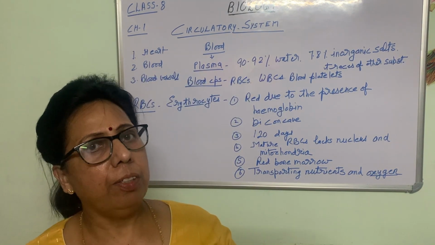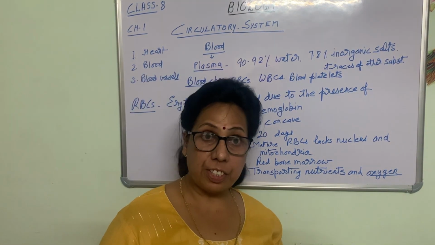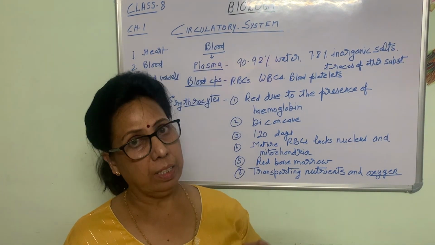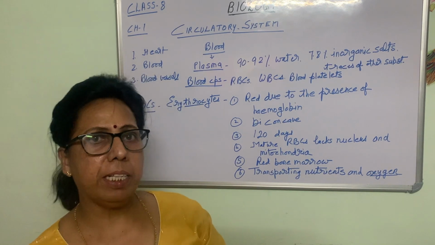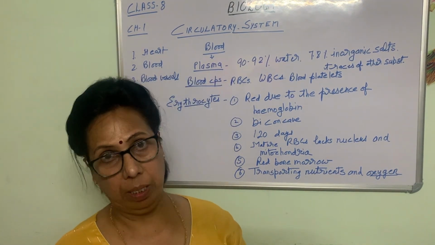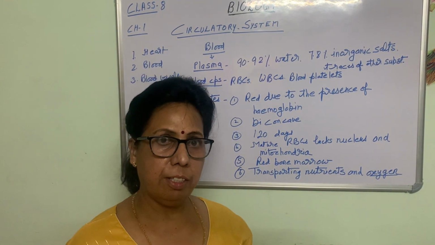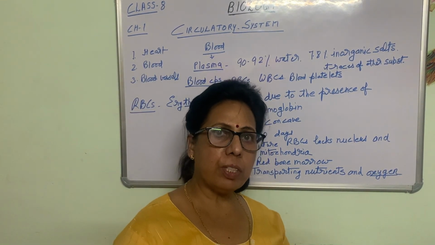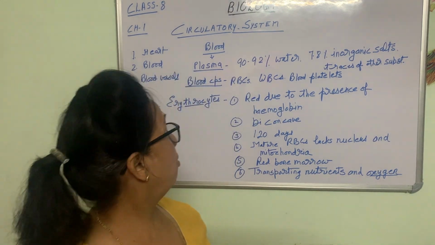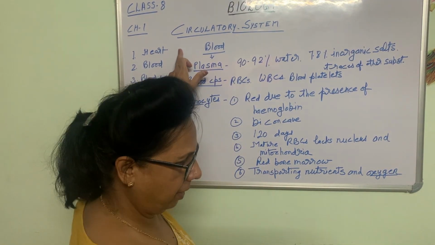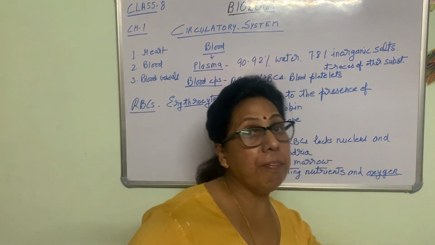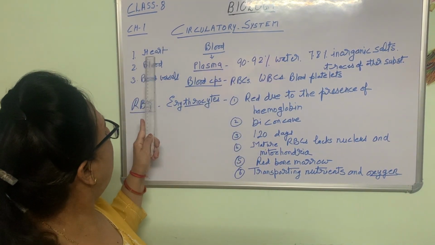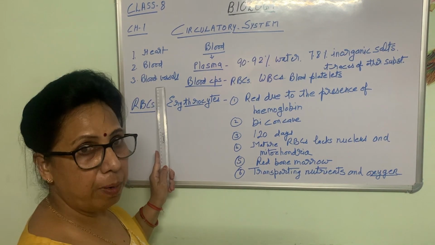In our body, the circulation of various digestive nutrients, excretory products, oxygen, carbon dioxide takes place from one part of the body to the other. The main ingredient which is required for the circulation is the blood. So the circulatory system consists of three parts: heart, blood and blood vessels.